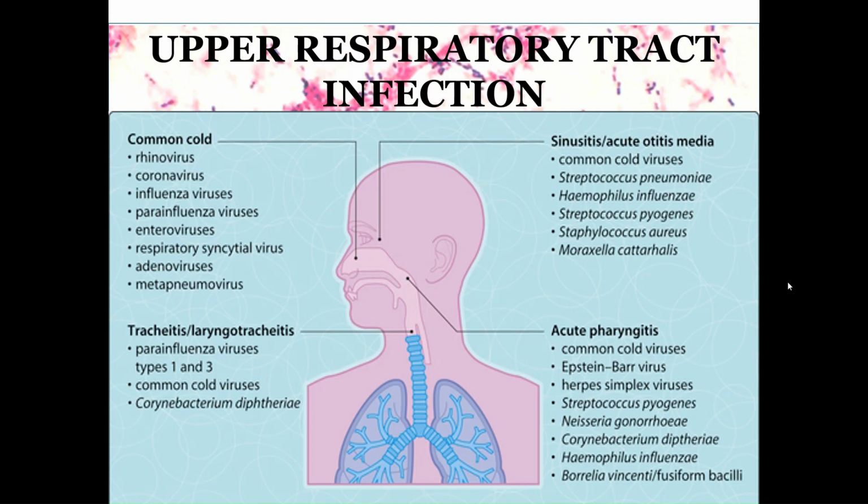The second one is upper respiratory tract infection. Just hold your hand at the neck and check what is there at the top of your hand. That particular part is called the upper respiratory tract. Examples: nose, sinus, pharynx, and larynx. The infections that happen in this area are called laryngitis, pharyngitis, sinusitis, and common cold.